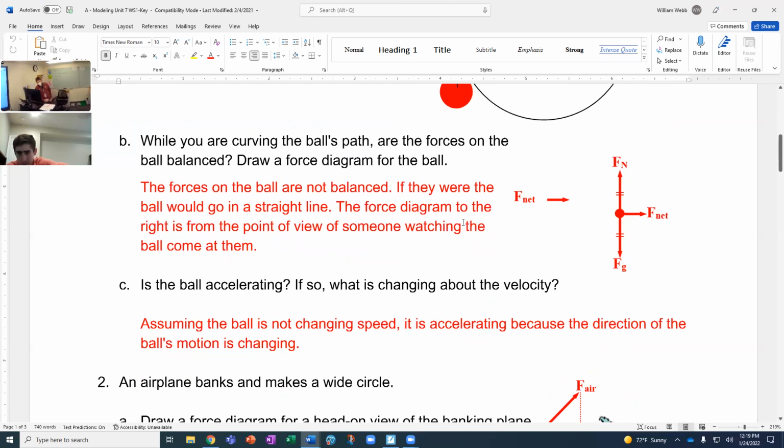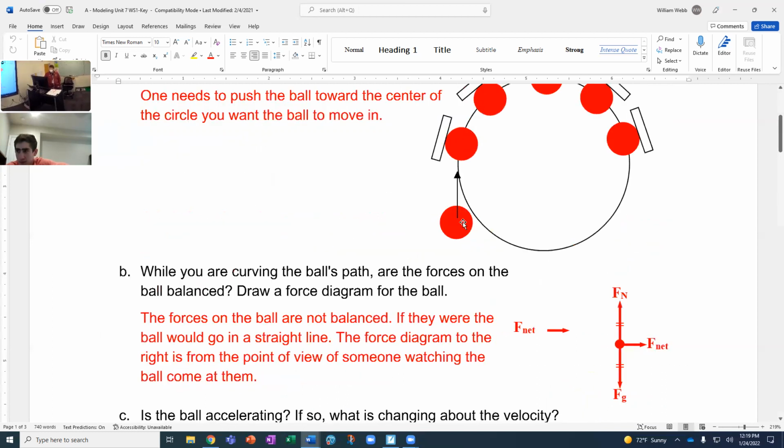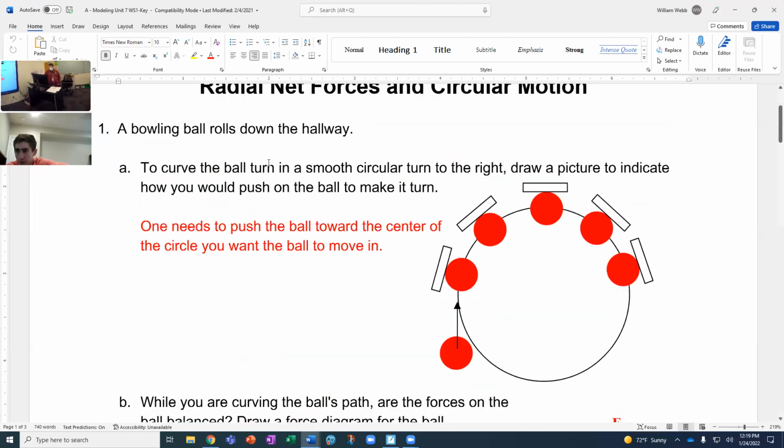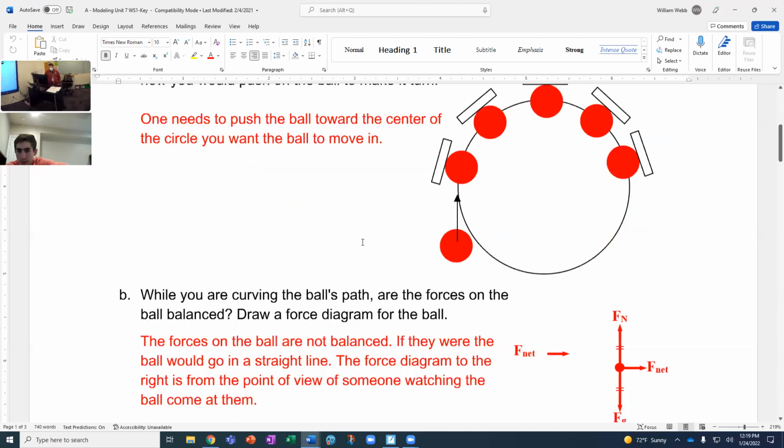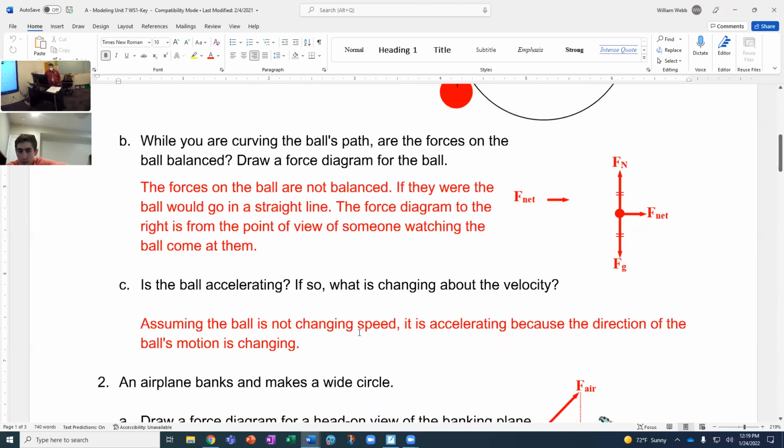Part C, is the ball accelerating? If so, what's changing about the velocity? So in the original description here, it says you're trying to curve the ball to make it turn in a smooth circle, as the picture indicates, and we can see it now. And here it says, assuming the ball is not changing speed. So in other words, even if the ball is going at a constant speed, even if it's not speeding up or slowing down, it has to have acceleration to be traveling in a circle.